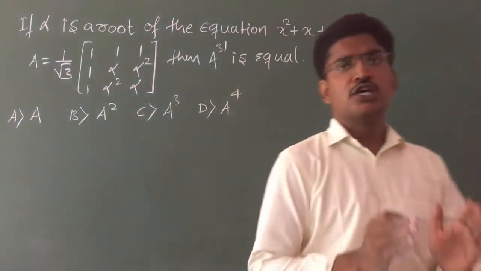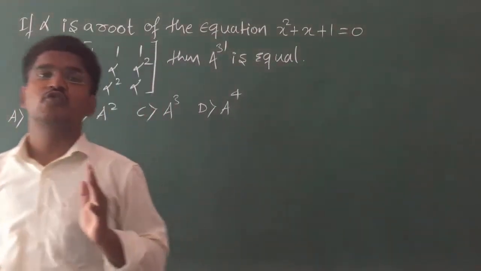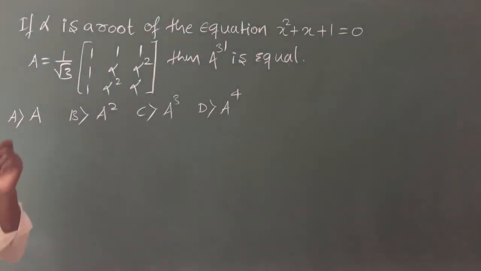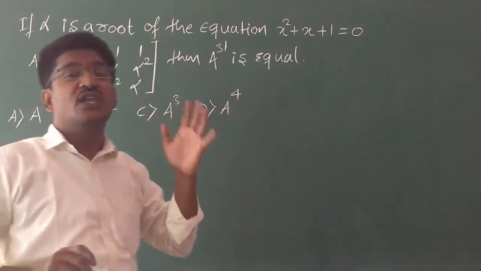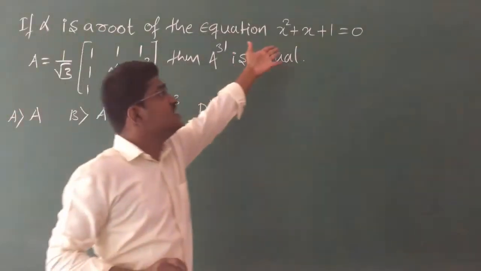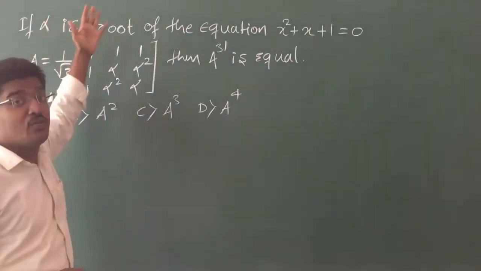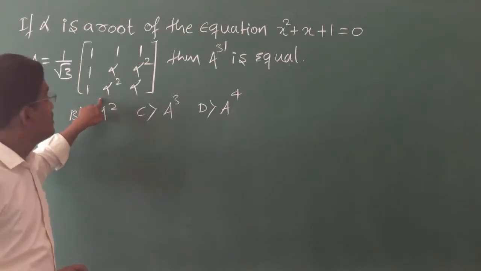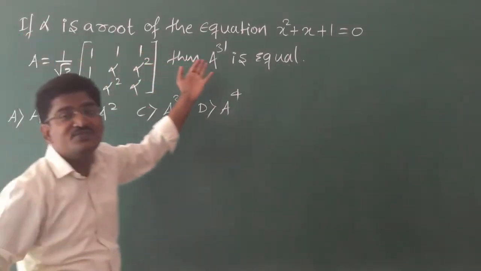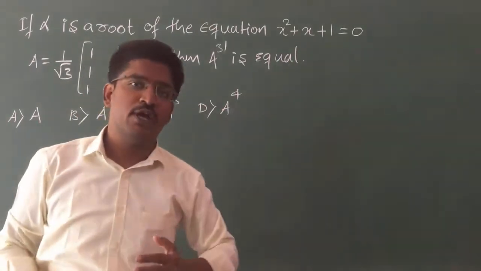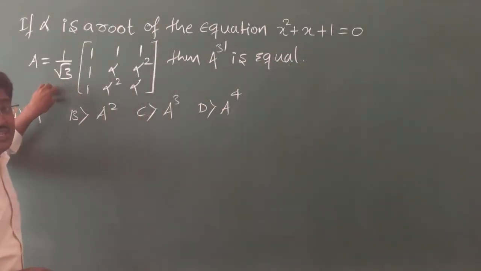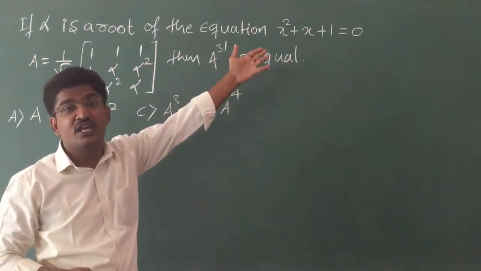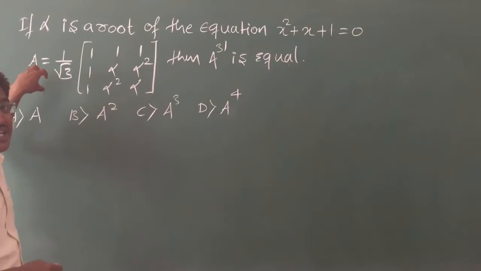Clear, students? Please don't get confused with the above line, that alpha is a root of the equation x square plus x plus 1 equal to 0. Let it be. This is an algebraic equation, let it be the root. But what they are asking is important. This is the matrix, and the power of 31 of this matrix they are asking. I think you got my point. This particular thing has nothing to do with alpha and that algebraic equation. We need this matrix very importantly.